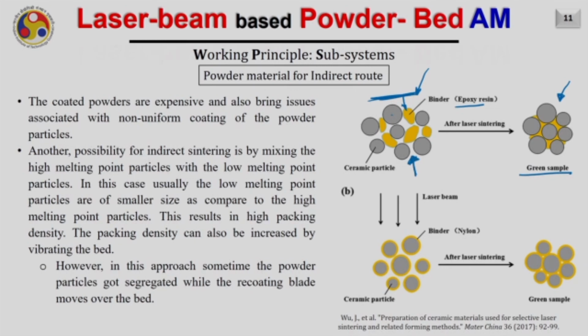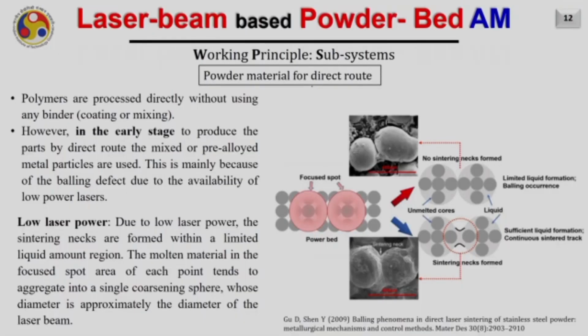So in summary, we can say that if we are going through the indirect route of selective laser sintering, then either the coated particles or the mixed particles are possible materials to be used in this case. Next, the powder material for the direct route of SLS. If you are going to process polymers, there won't be any issue because polymers are already low melting point particles and they can easily fuse and get sintered with the adjacent particles.